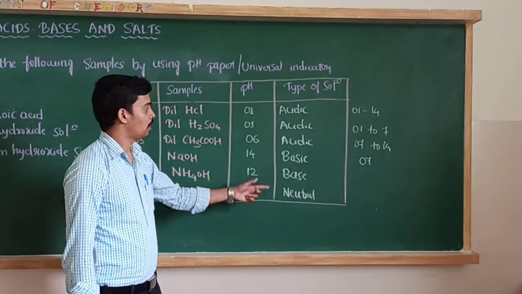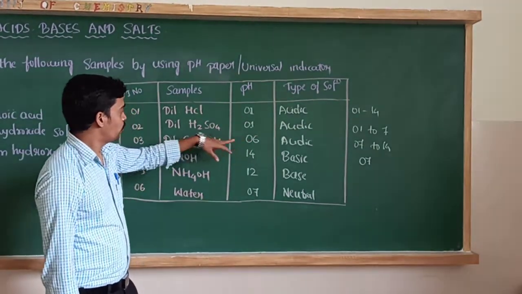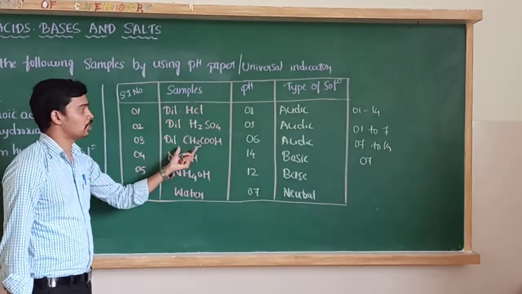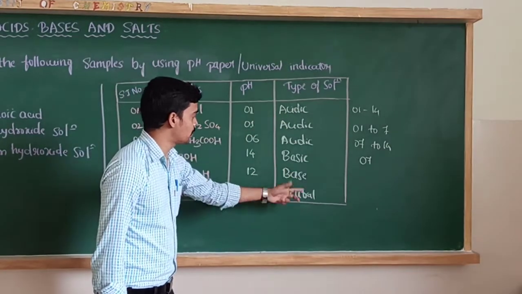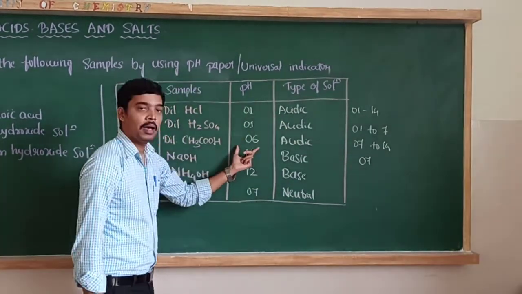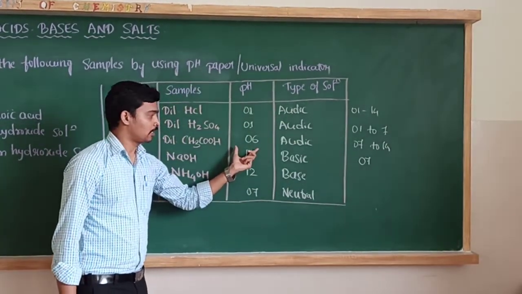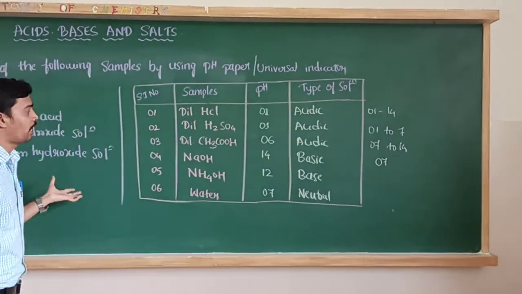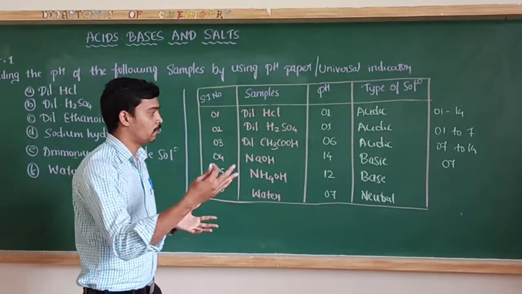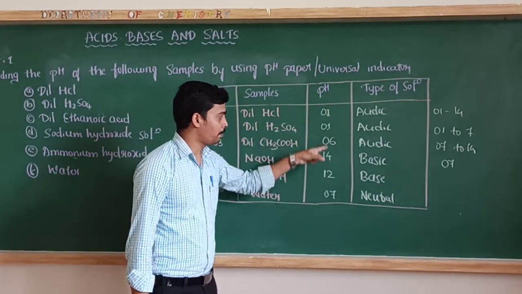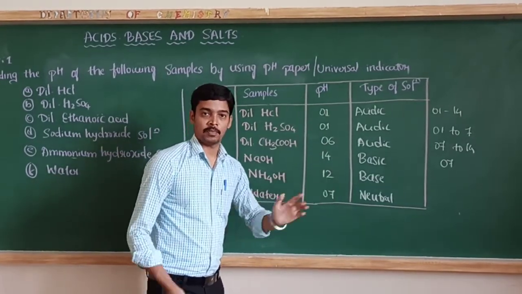Exactly 7. Okay, by this experiment we decide whether the given solutions are acidic or basic or neutral on the basis of their pH value. Okay, this is a simple experiment. We have to find the pH of a particular given solution. Okay, thank you.